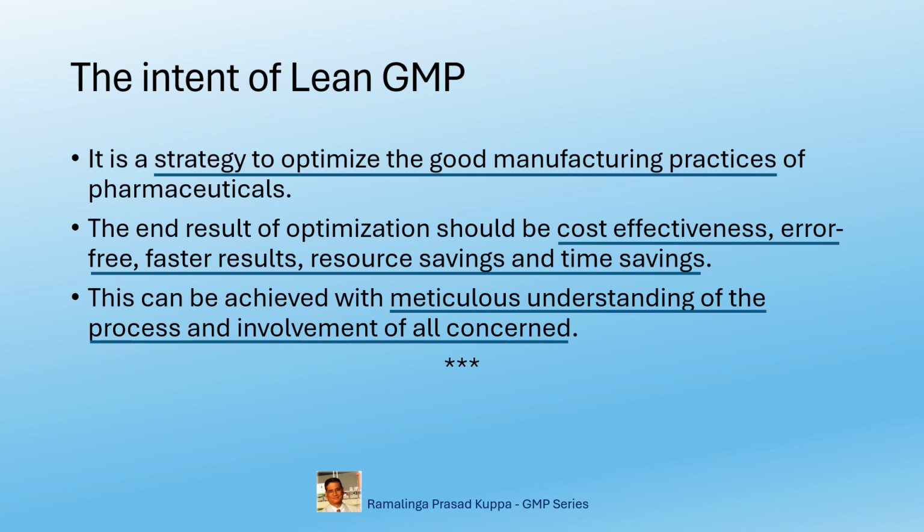I hope that this brief outlook of lean GMP strategy for pharmaceutical manufacturing is understood well. Try to review your existing QMS and GMP systems and check if there is any potential to shift to lean GMP strategy and get better results for pharmaceutical manufacturing.